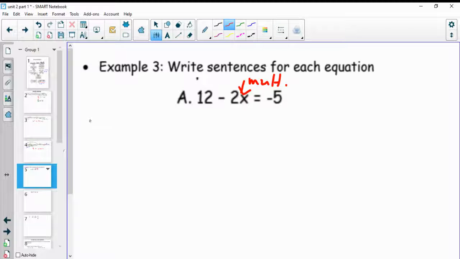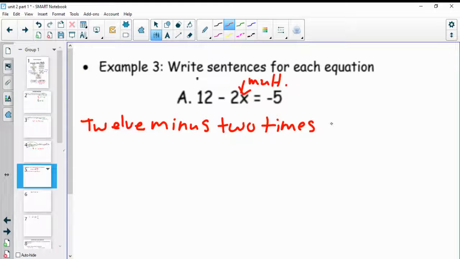So now when you go to write a sentence, you're going to spell everything out. So even our numbers. So 12, we're going to spell out. Then the operation, so minus. Now, rather than just writing 2x, we have to also describe the operation that's happening between the 2 and the x. So we're going to say minus 2 times x is, or you could say is equal to negative 5.